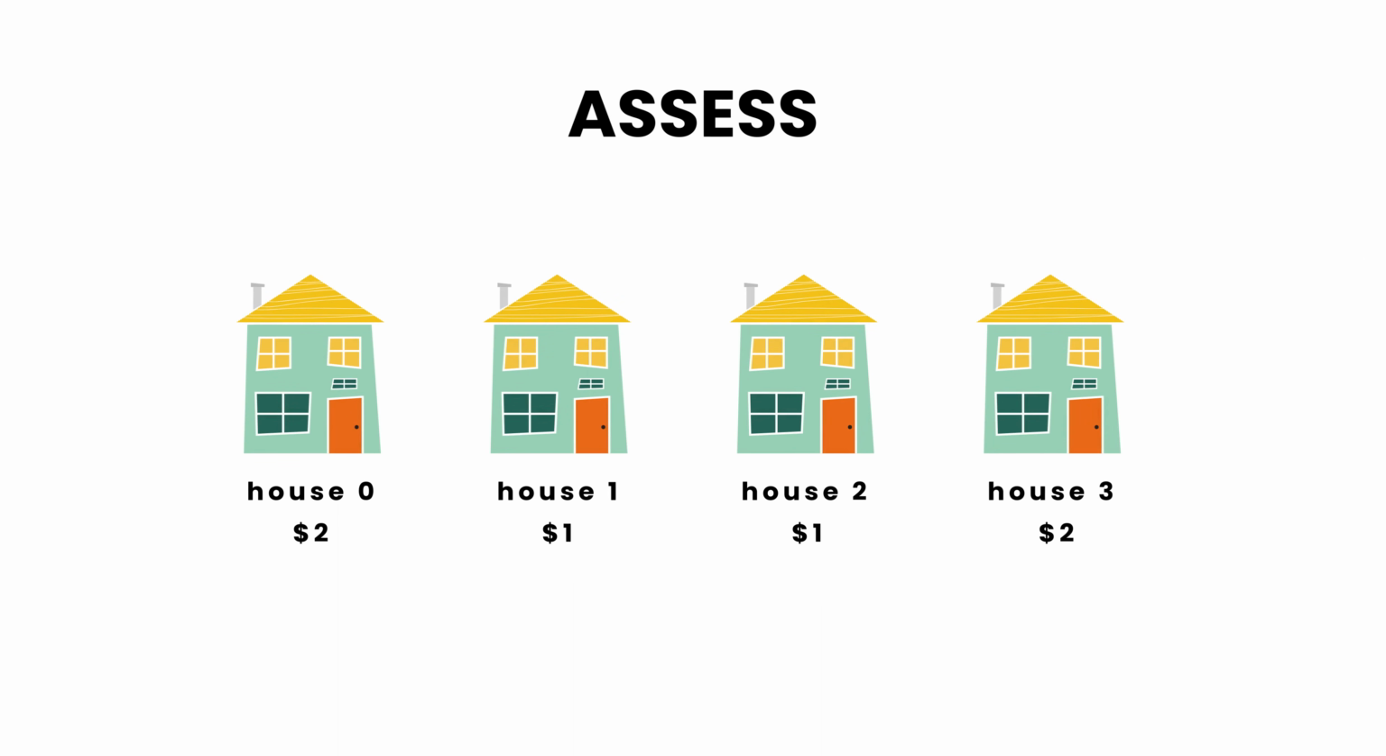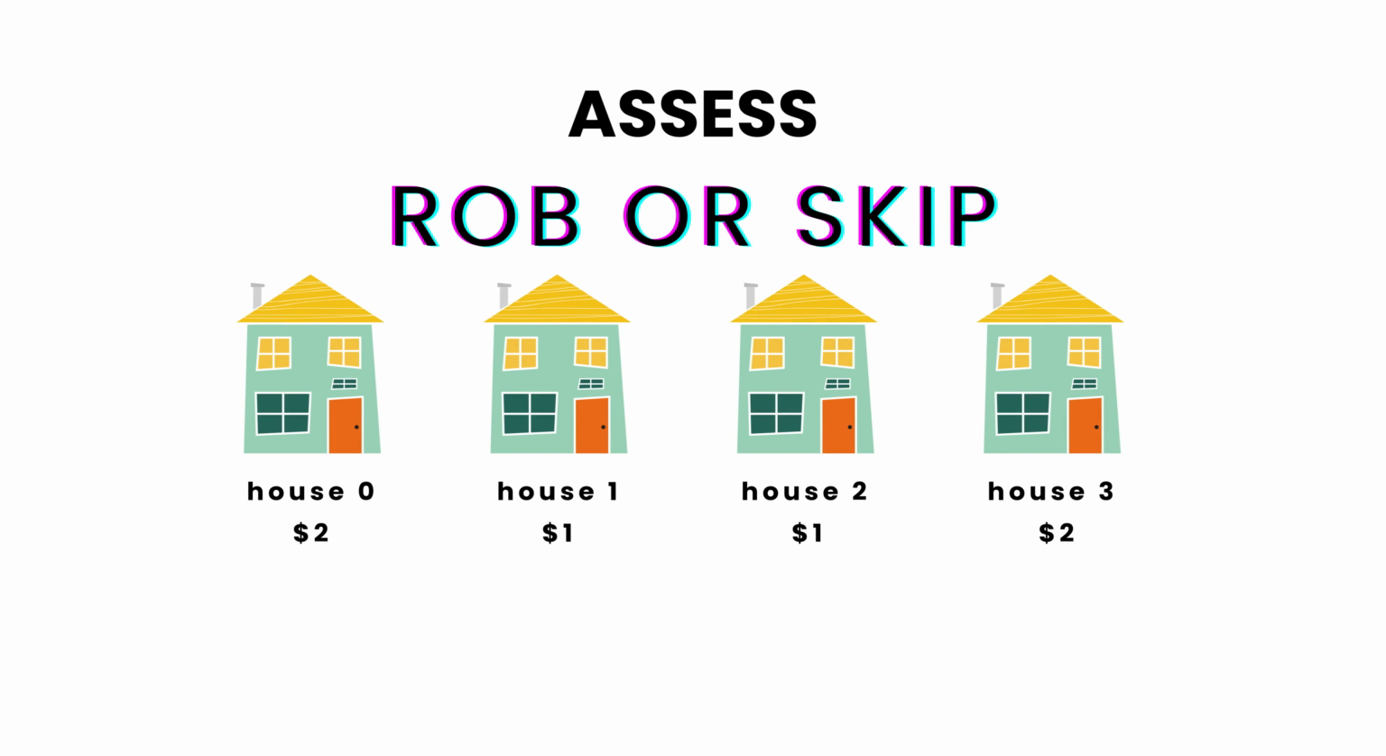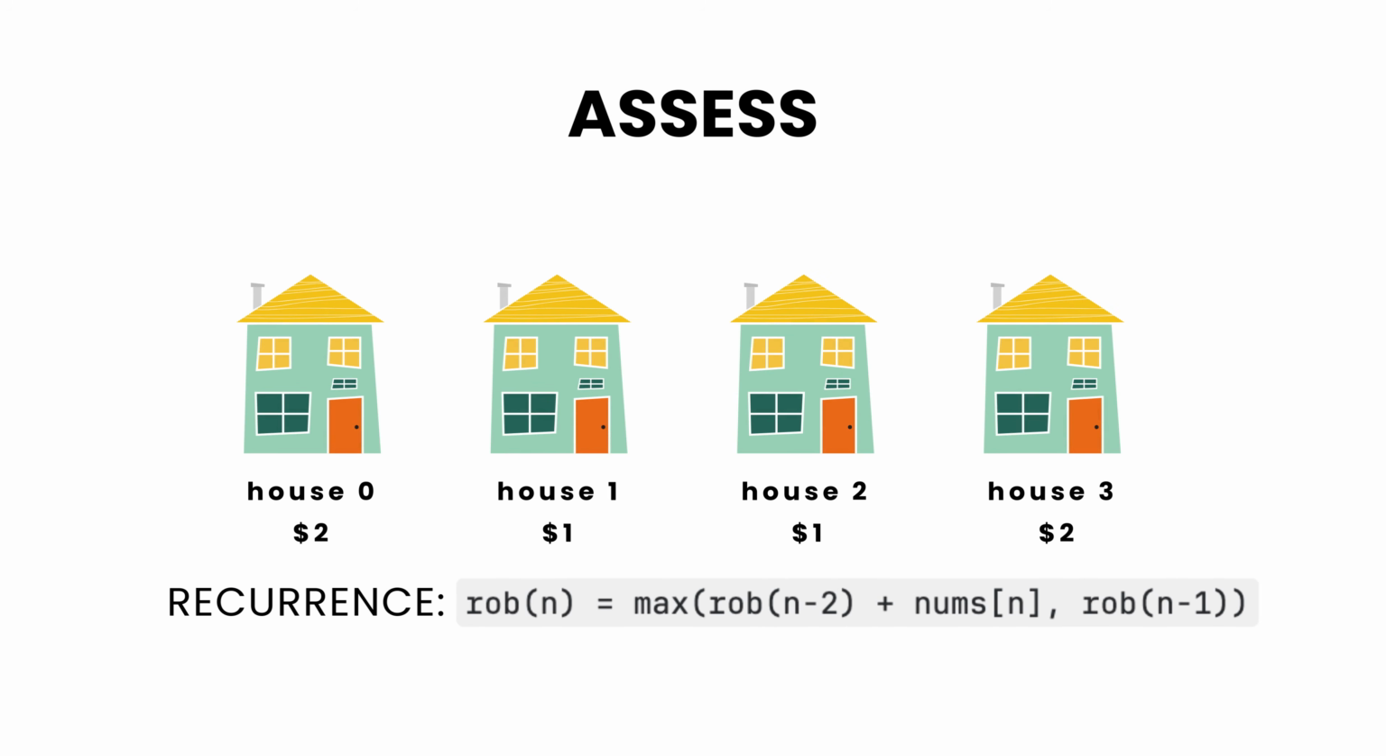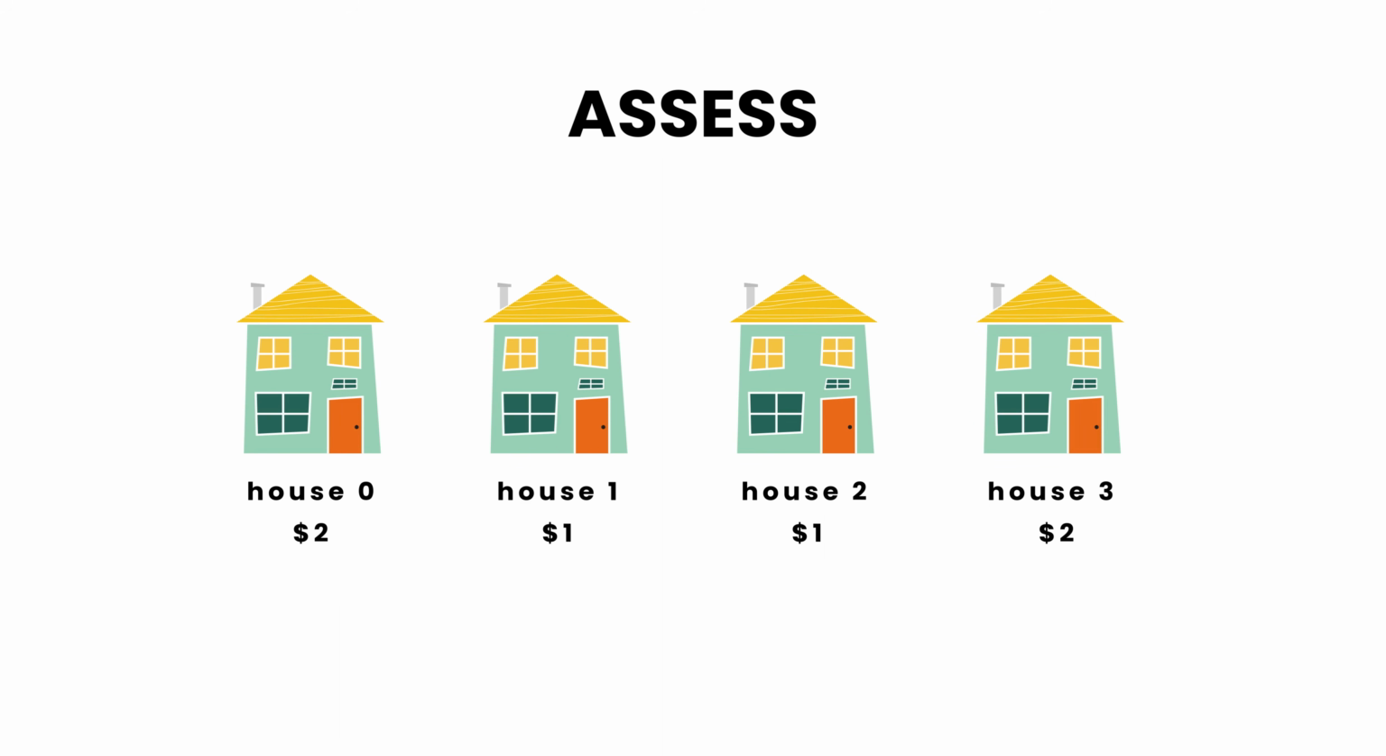The key insight: for each house, you have two choices: rob it and skip the previous one, or skip it and take whatever you got before. So, our recurrence becomes rob(n) equals max(rob(n-2) plus nums[n], rob(n-1)). This breaks the problem into smaller, overlapping subproblems, perfect for memoization or DP.